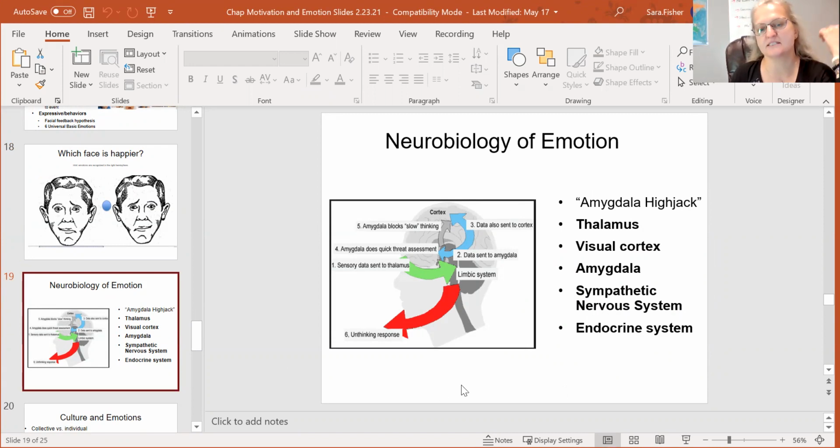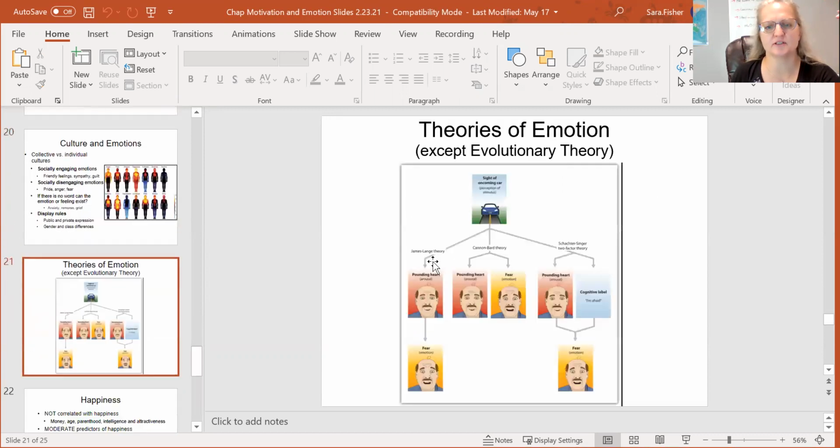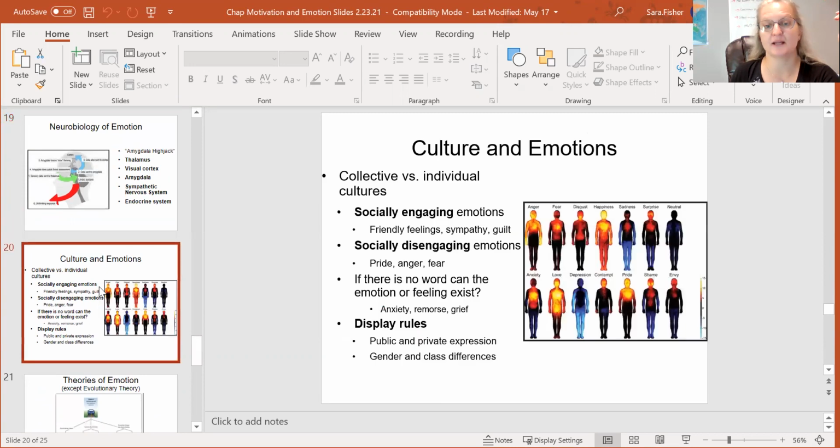Effectively, this slide is intended to illustrate how much of the brain is involved and how complicated emotions are, and they're more than just our thoughts. There's this biological and neurological reaction to environmental stimulus.